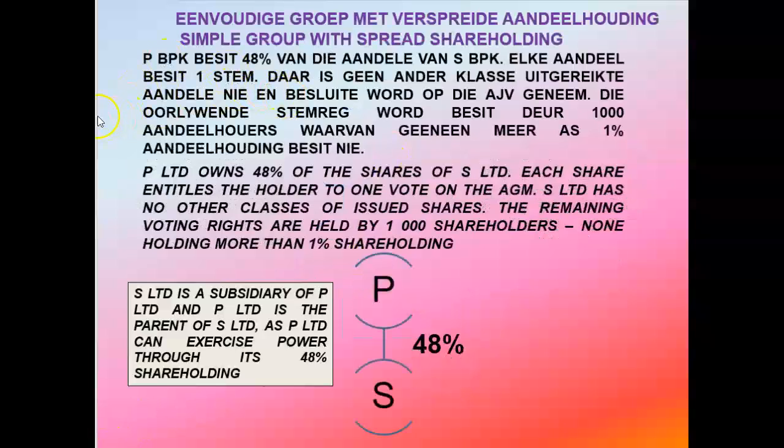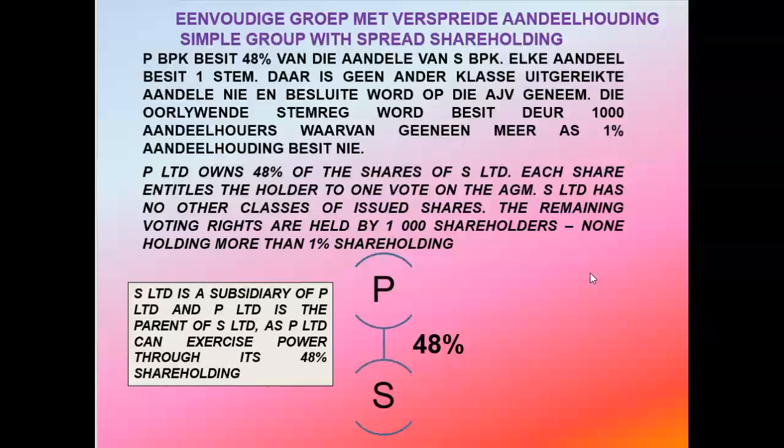Now let's have a look at this one. P owns 48% of the shares of S Limited. Each share entitles the holder to one vote at the AGM. S Limited has no other classes of issued shares. The remaining voting rights, so the 52%, are held by 1,000 shareholders. None of them are holding more than 1% shareholding in S.